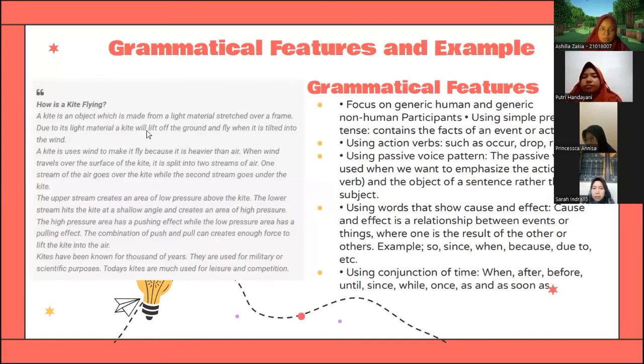So from this example, we can conclude that the explanation is talking about how a kite flies, and we're focused on what process is happening here. It's focused on a non-human, which is a kite, and then using action verbs like fly, etc., and then using words that show cause and effect, like when wind travels over the surface of the kite, it is split into two streams of air, and this is the example of the passive voice pattern.